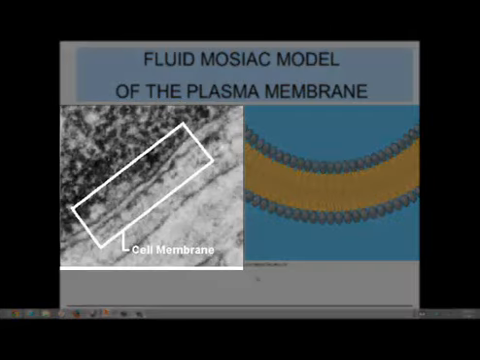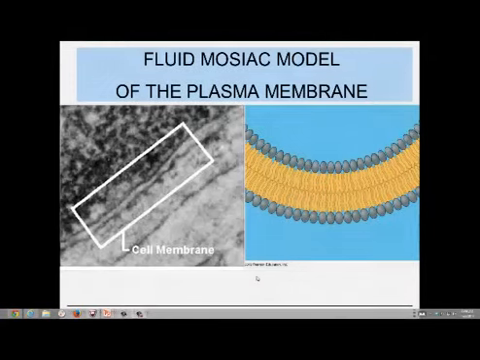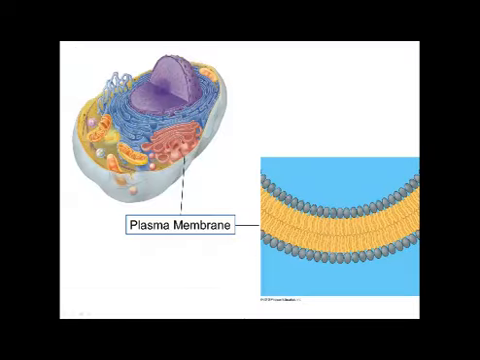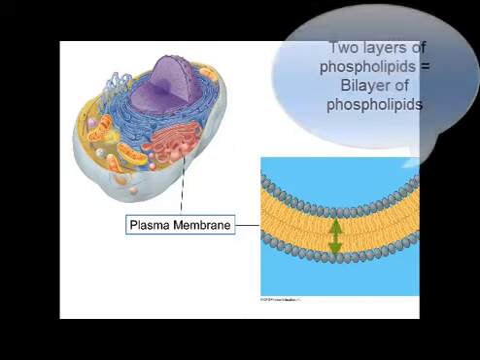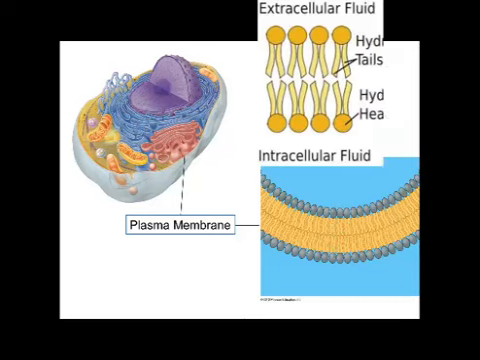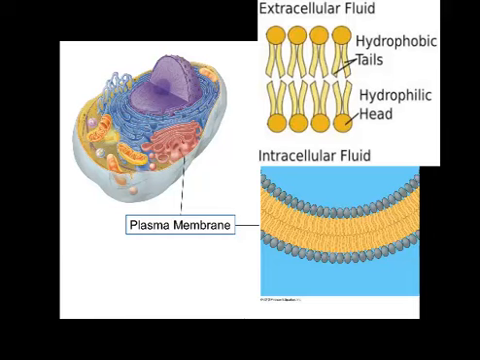The figure on the left is a TEM of the plasma membrane, and the figure on the right is a representation of this membrane. Recall that the main components of the plasma membrane are phospholipid molecules. The plasma membrane has two layers, or a bilayer, of phospholipids that form the plasma membrane, and we symbolize these with the spheres with the tails attached.